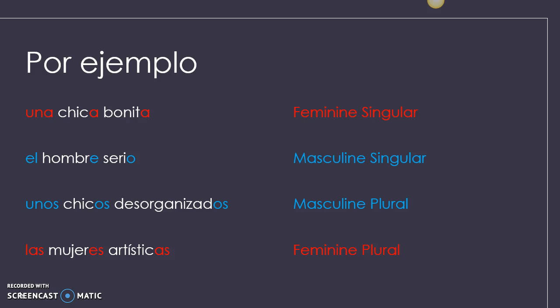Finally, if we look at the phrase las mujeres artísticas, the easiest way to identify the gender and number of the noun is to look at the article used with it. Las is a feminine, plural, definite article, and the noun and adjective that follow it are feminine and plural as well. This concludes the tutorial on article-noun-adjective agreement.